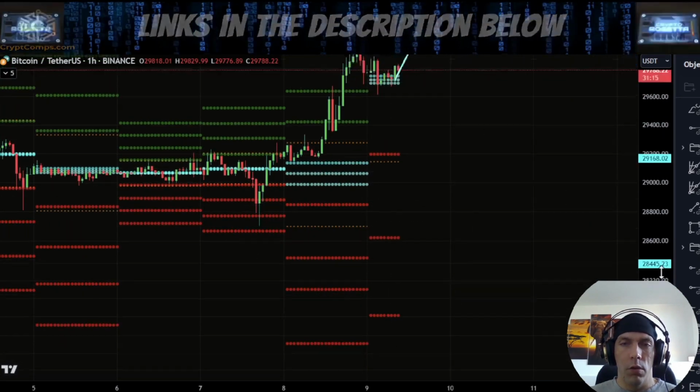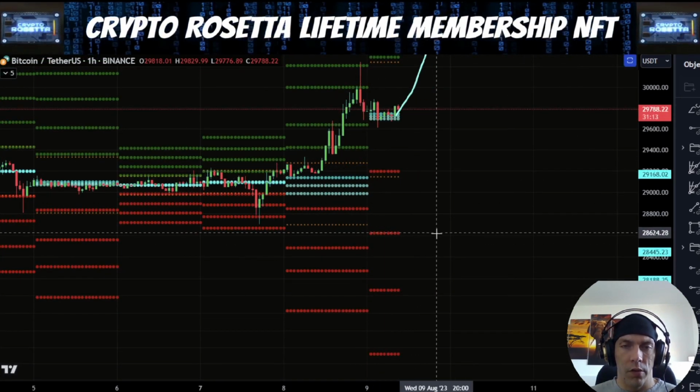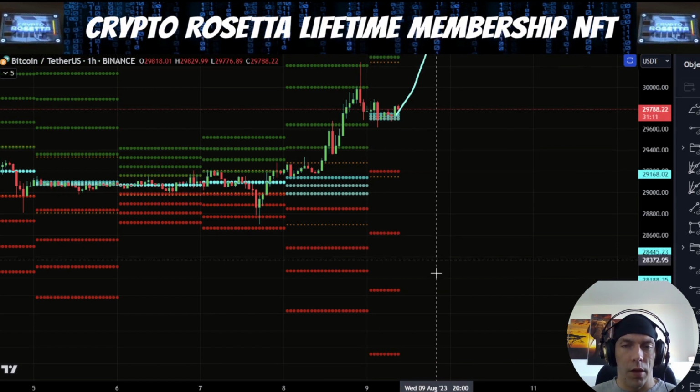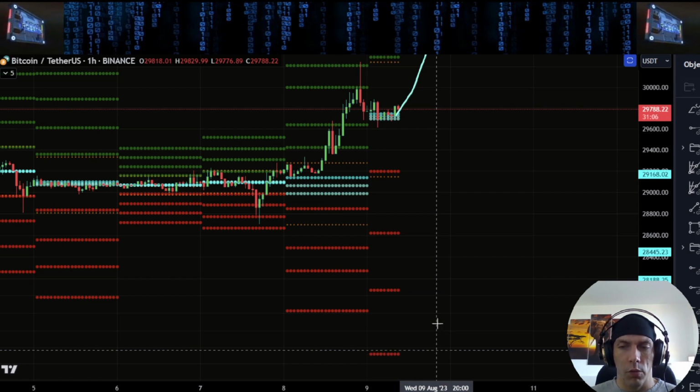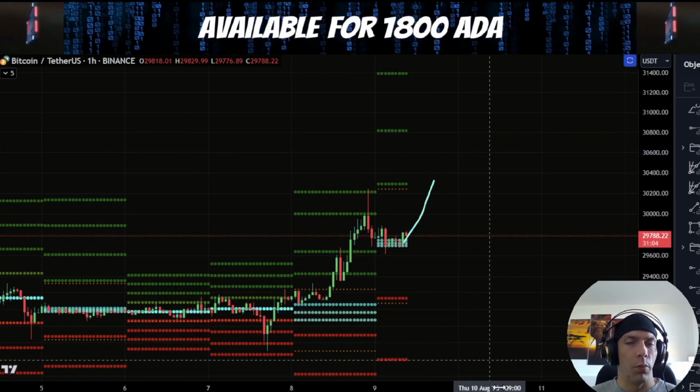Now, if we do look to lose this S1 line, what we have as other targets to the downside would be this 28,614. We have this 28,119 and this level of this 27,524 as a possible target.